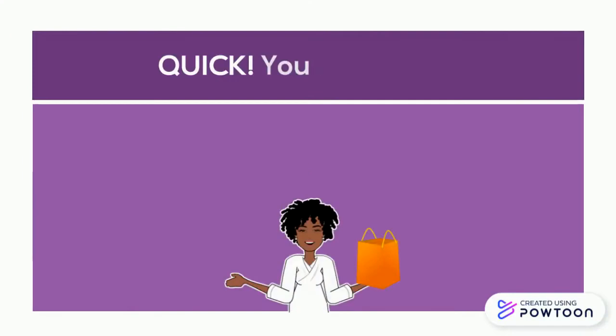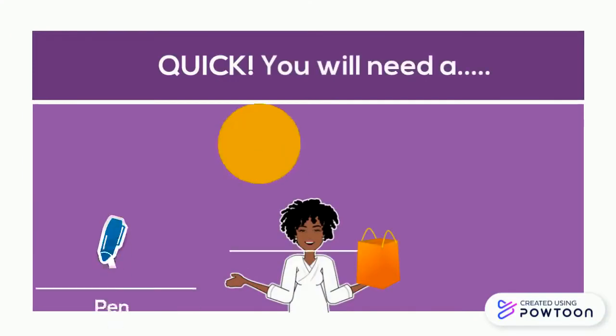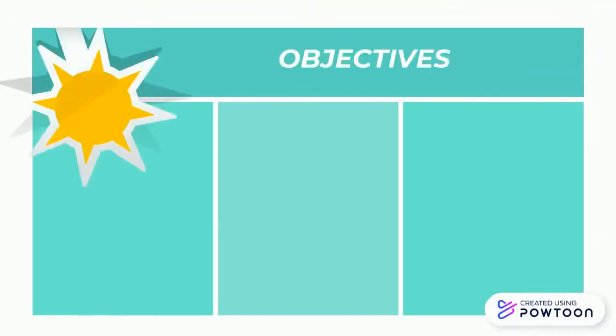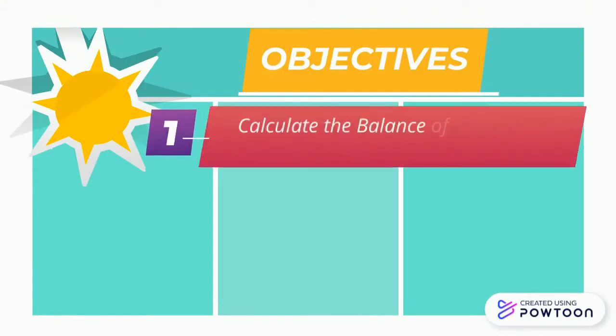Before we begin, here are a few things you will need: a pen or pencil, notebook and calculator, and your thinking cap. Here are our objectives for today's nugget.